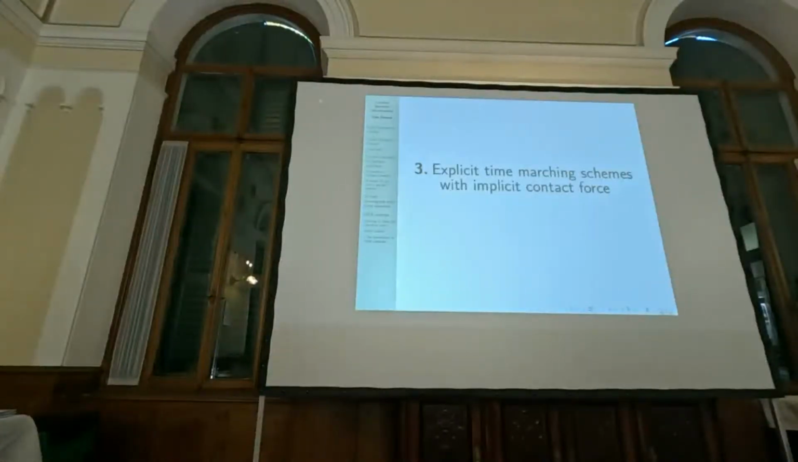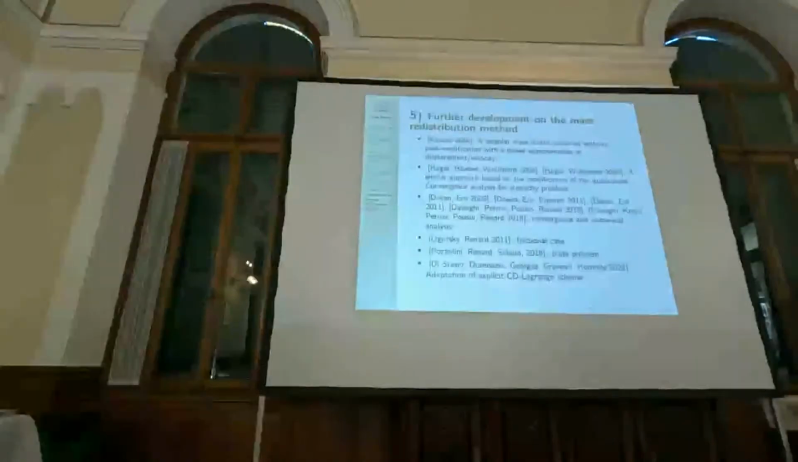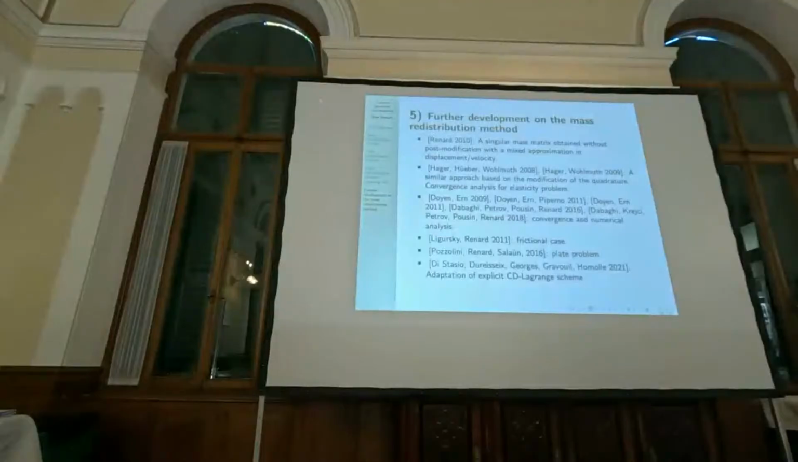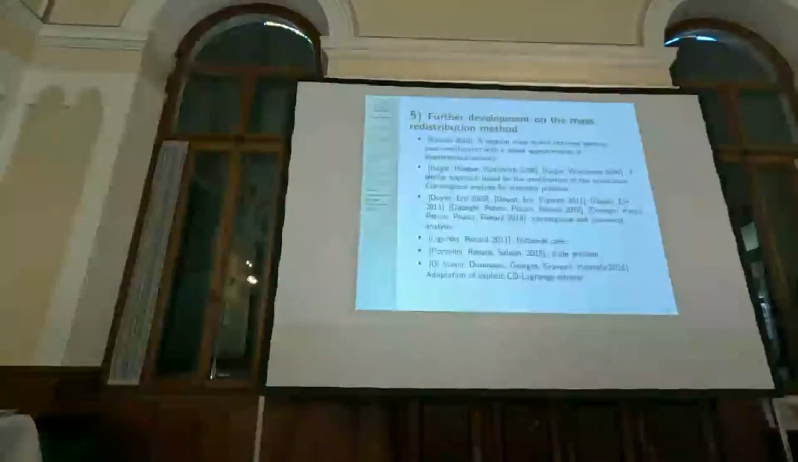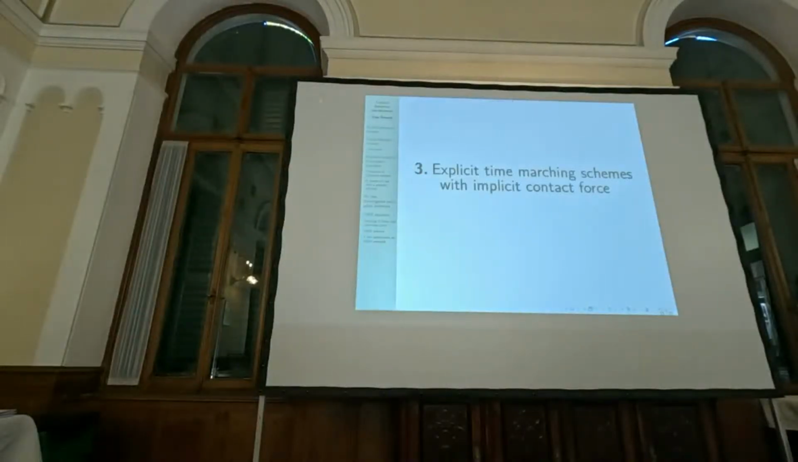And this was for implicit schemes. The mass redistribution works only for implicit schemes. Why? Because you suppress the mass on the contact boundary, so on the contact boundary you have a sort of quasi-static evolution, and you solve something on the whole contact boundary. You cannot have an explicit scheme with this. And the question is, can you have explicit schemes for dynamics with impact? And of course, you can.